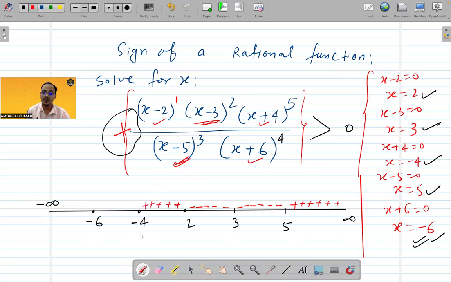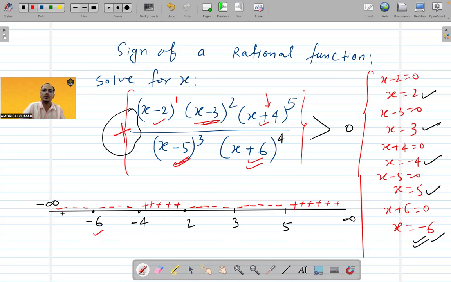Now you go to the number negative 4 that you are getting from this factor, x plus 4, having again odd power, again change the sign. Plus changes to minus. Go to x plus 6. Negative 6 is the number. So x plus 6 having even power, you don't have to change. Means this negative sign continues up to negative infinity.